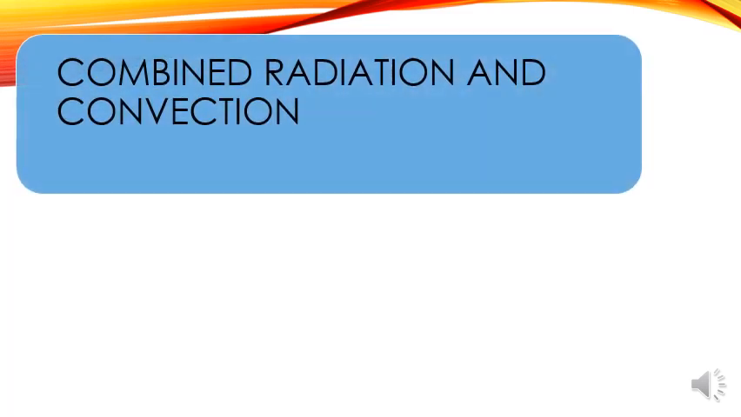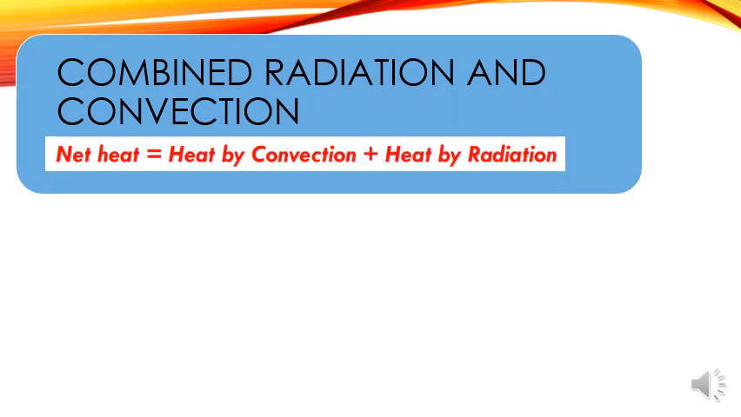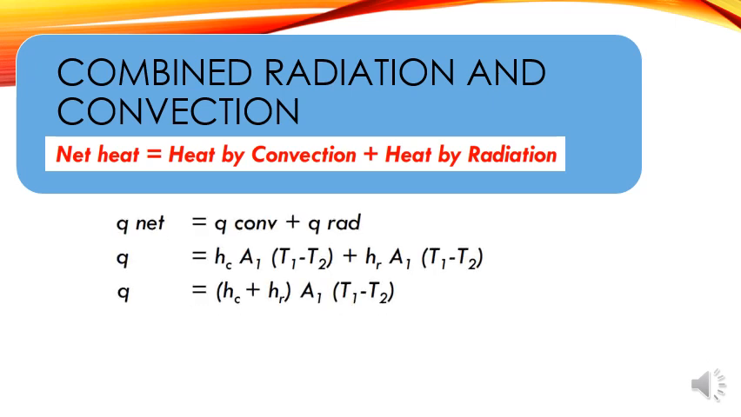Okay, so basically what is combined radiation and convection? This concept is derived from the fundamentals in which we measure the net heat between the convection plus radiation, which occur at the same time. By referring to this equation here, this is the convection plus radiation, where convection is represented by this equation and radiation by this equation. And if you notice here, the temperature difference for both equations is the same.